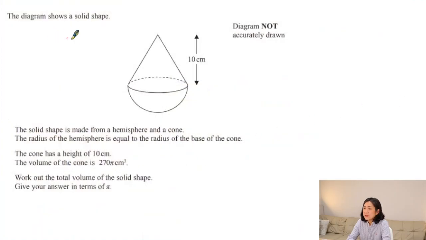This is the compound shape. So we've got a cone at the top, and then at the bottom we've got a hemisphere. Now find the total volume of the solid shape. So we need to find the volume of the shape. But here we've got some information, right?